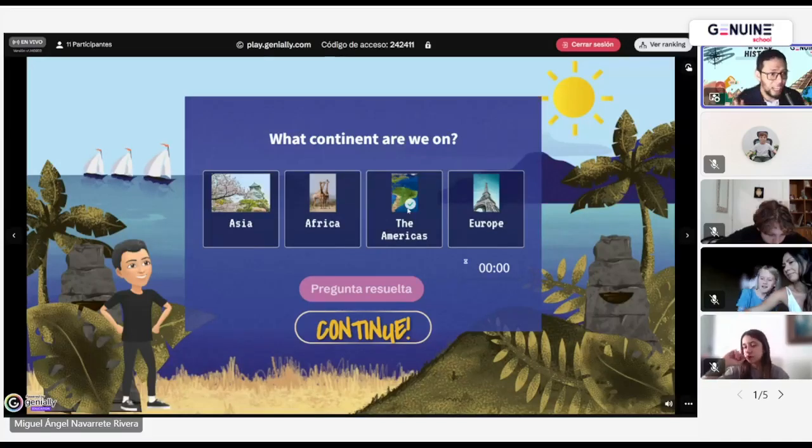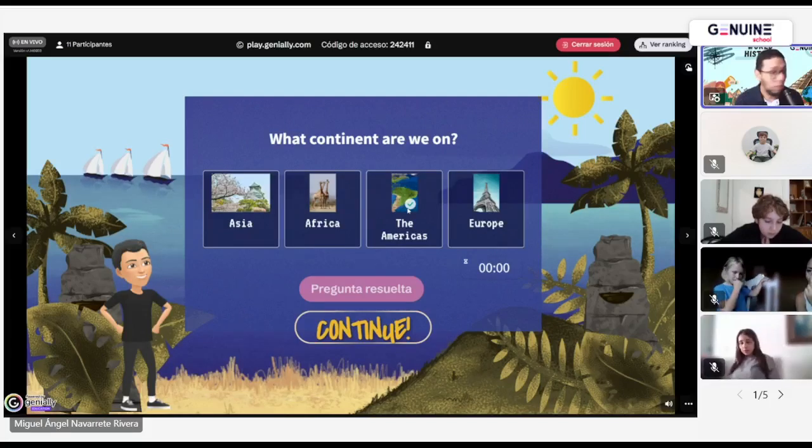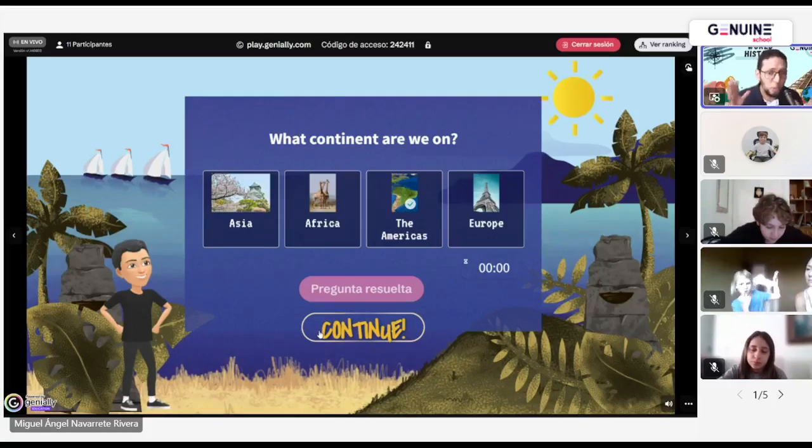So we travel in time to 1492 in the Americas. So we are in the moment where finally Christopher Columbus will arrive to the Americas and we will have the Columbian Exchange.